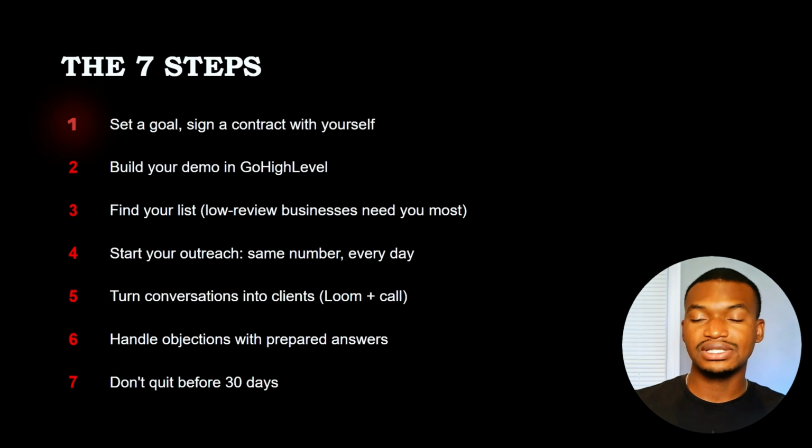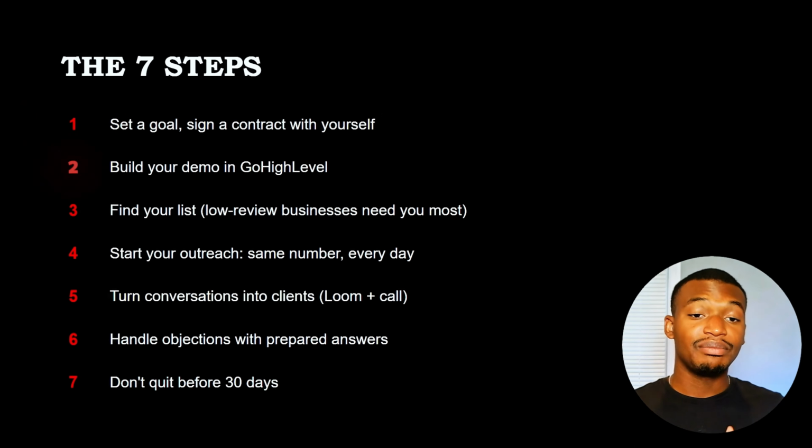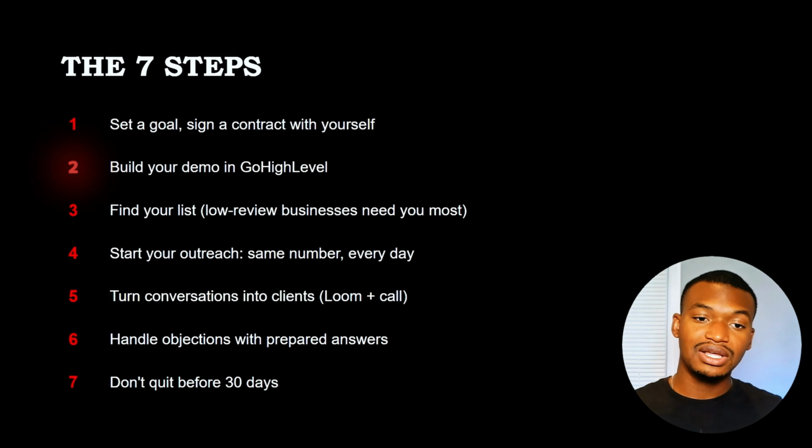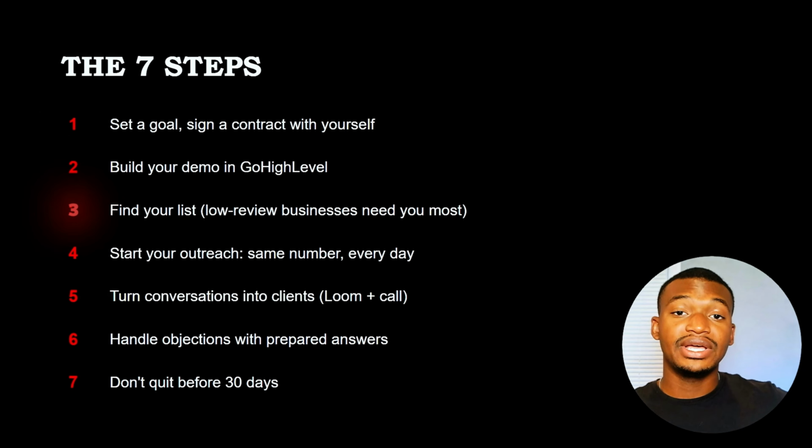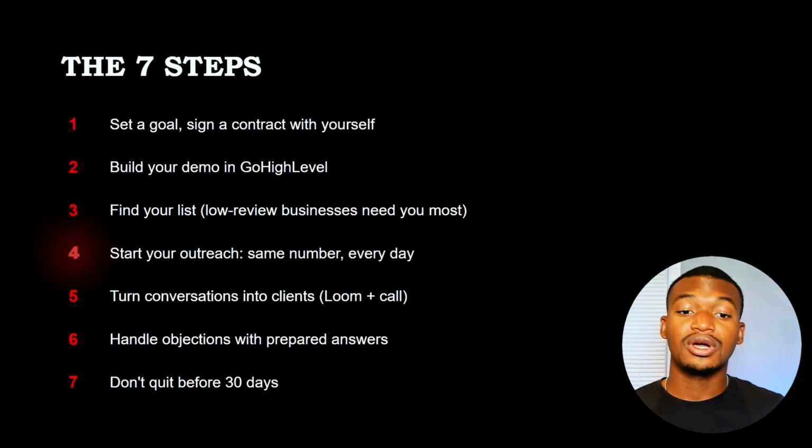So again, just to reiterate the 7 steps. The first is to set a goal and sign a contract with yourself. The next is to build your actual demo on software like Go High Level. The third will be to find your list, whether it's businesses off of Google, LinkedIn, or a warm list of your contacts. You need to find a list. And the fourth is to start your outreach.